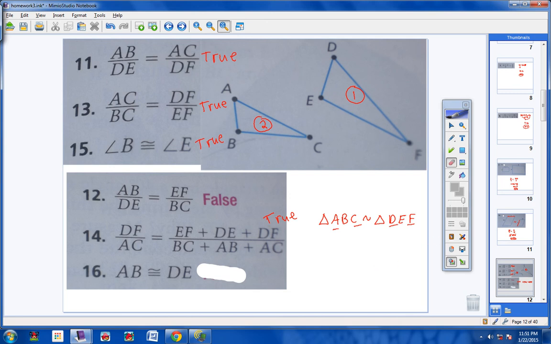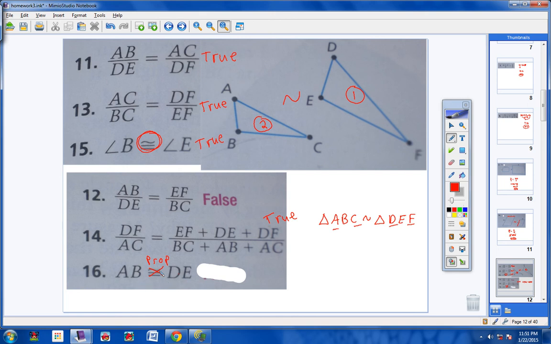Okay, and last but not least, AB is congruent to DE. Now hold it and stop. Think. What do we know about similar triangles or polygons? We know their angles are congruent, but their sides are proportional. Now sometimes they'll be congruent, sometimes. So you're like, Mr. Earhart, what if this is one of these times?